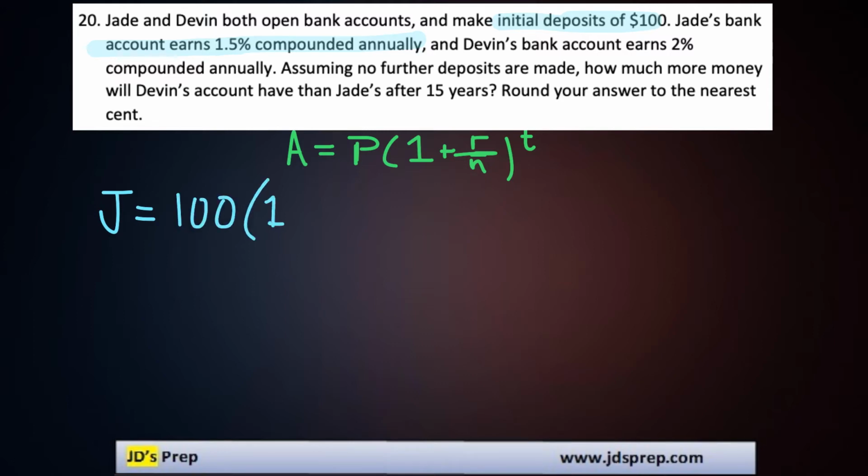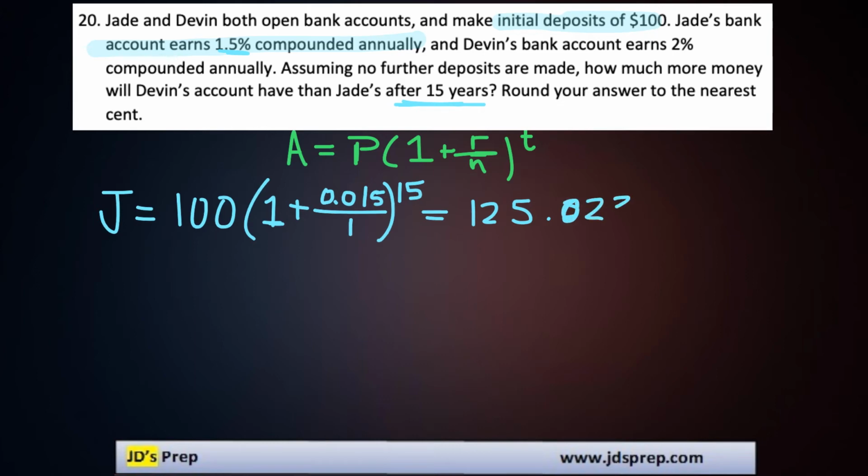We're going to multiply that by 1 plus, now the interest rate as a decimal, that would be 1.5 divided by 100, or 0.015. And that would just be divided by 1 because it's being compounded annually. And our t value is 15 because we're looking at the account after 15 years. And after working that out on your calculator, you should get an answer of 125.0232.